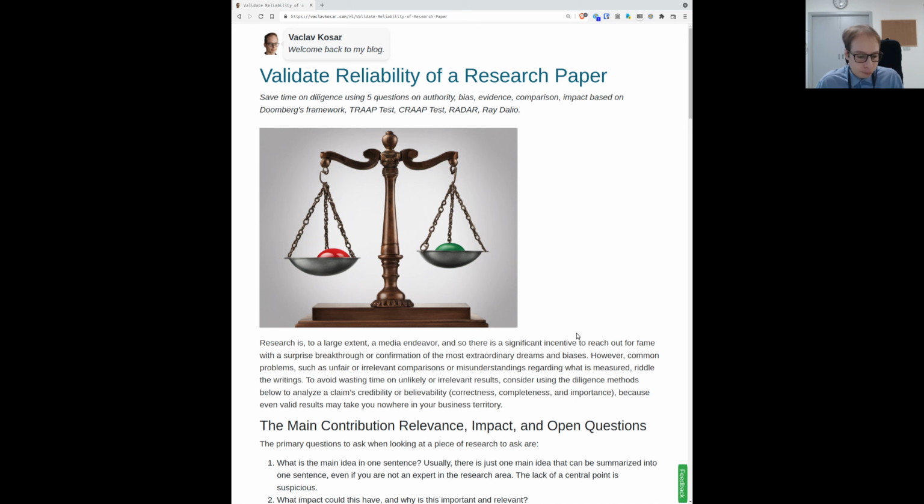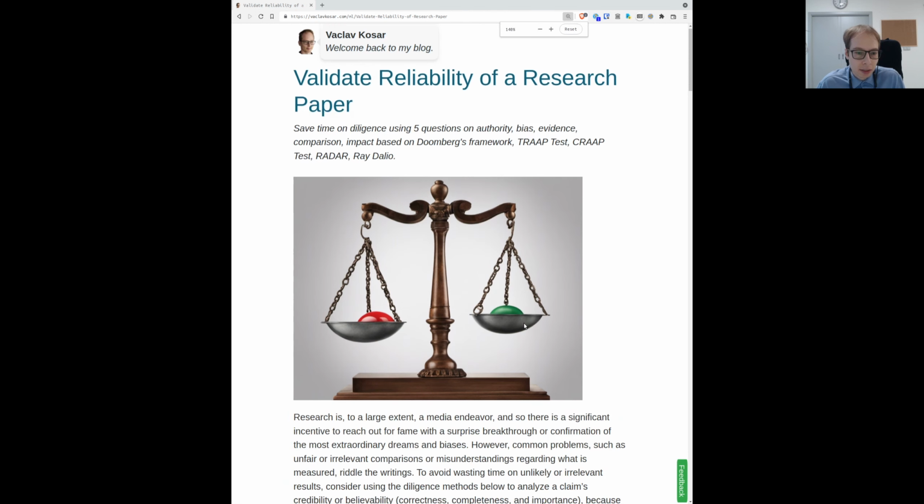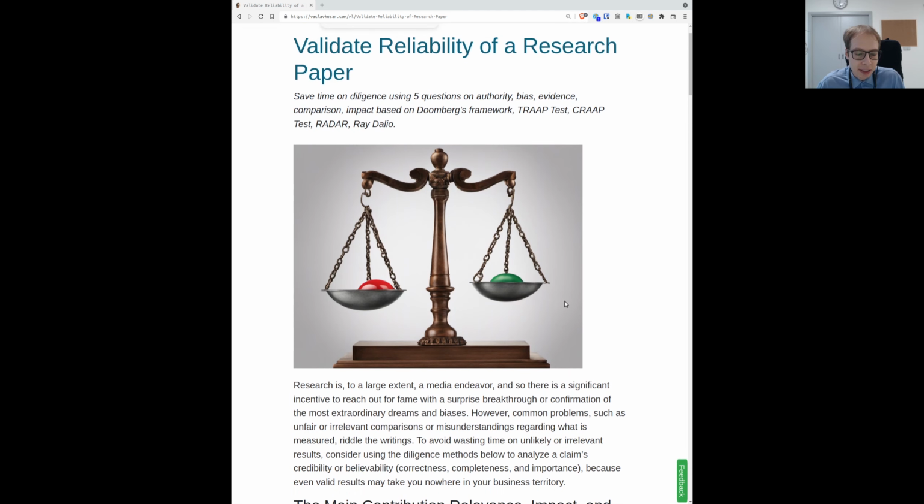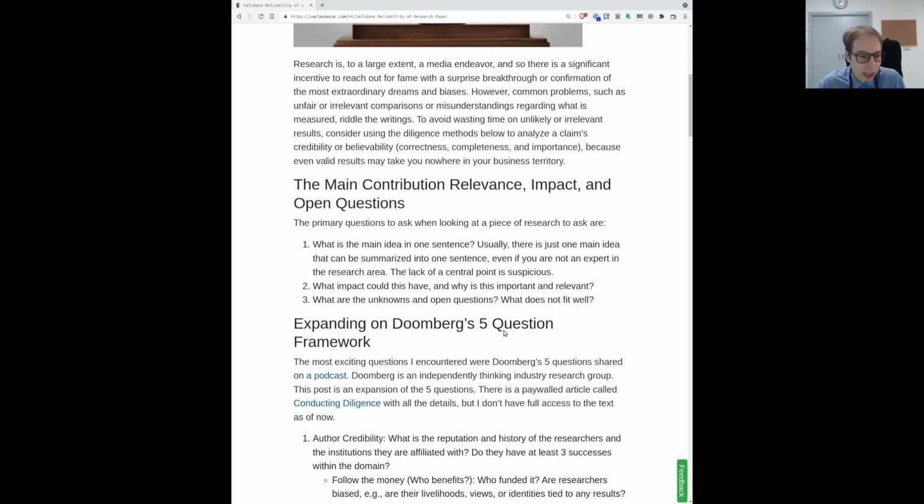And so from the perspective of correctness, completeness, and importance. And also, if you want to use the research in production, even though the results may be valid in some way, they still may not take you anywhere in your business territory.